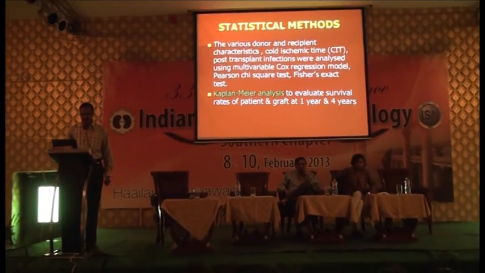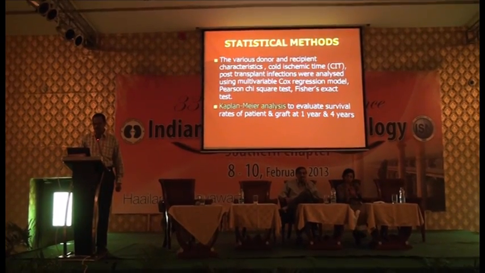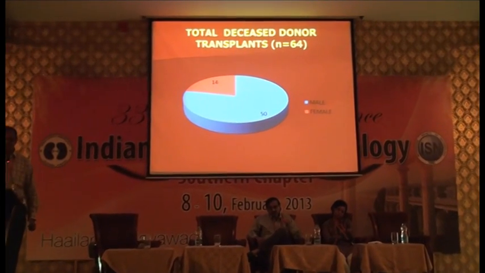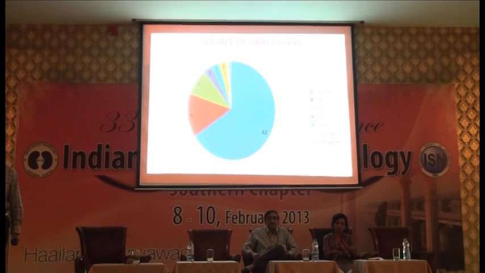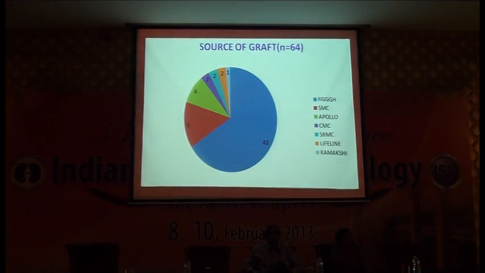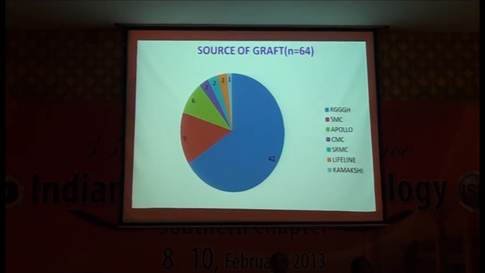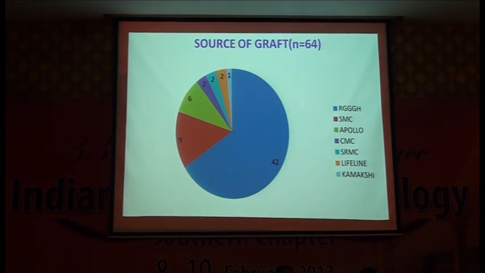Post-transplant infections were denied. Kaplan-Meier analysis was done to evaluate the survival rates of the patients at 1 year to 2 years. The total number of deceased donor transplants was 64. Following by the source of the organs, the majority were from Rajiv Gandhi Government Medical Hospital, and the next was from Stanley Medical College, and the rest from CMC Vellore and other private medical colleges.